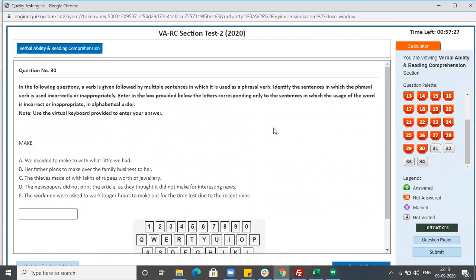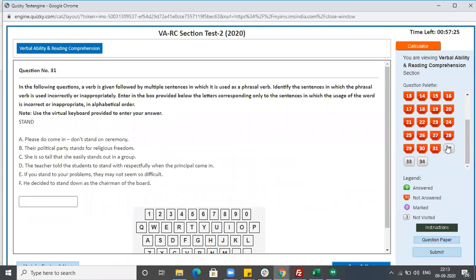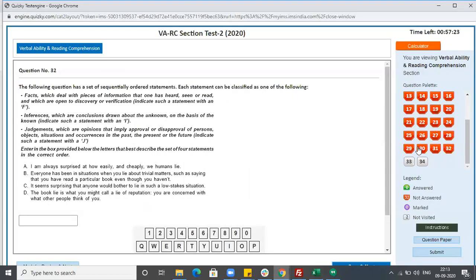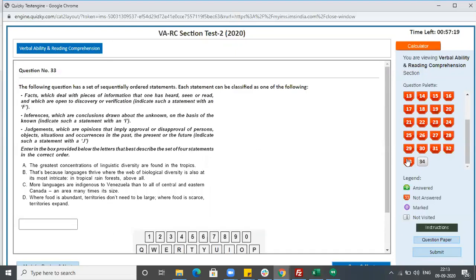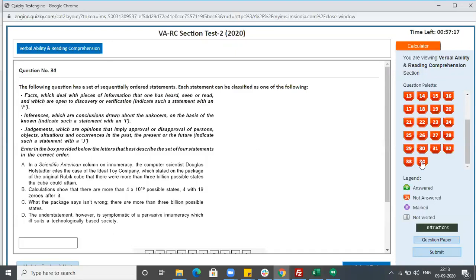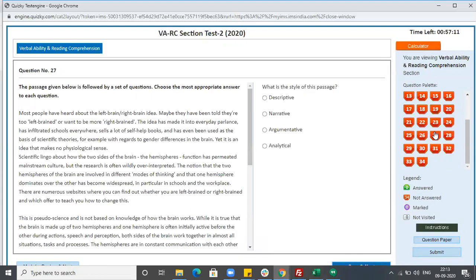Then such grammar type sentences, okay, stand, make inference, fact and judgment. Again FIJ. There are 3 FIJ questions. Let's go. In the middle I had seen grammar questions. Let's start with those questions.